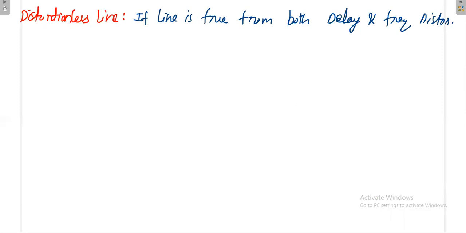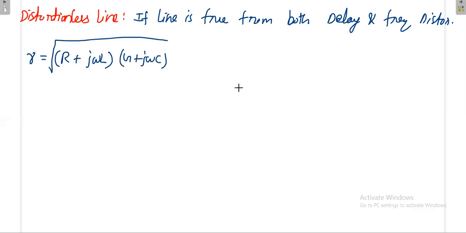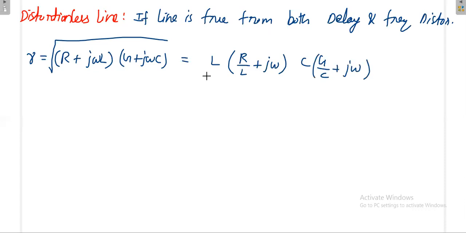Now you write gamma. Gamma is equal to the square root of (R plus j omega L)(G plus j omega C). Now if I take L outside, this is equal to R by L plus j omega, and if I take C outside, this is G by C plus j omega. Okay, now the equation is like this.